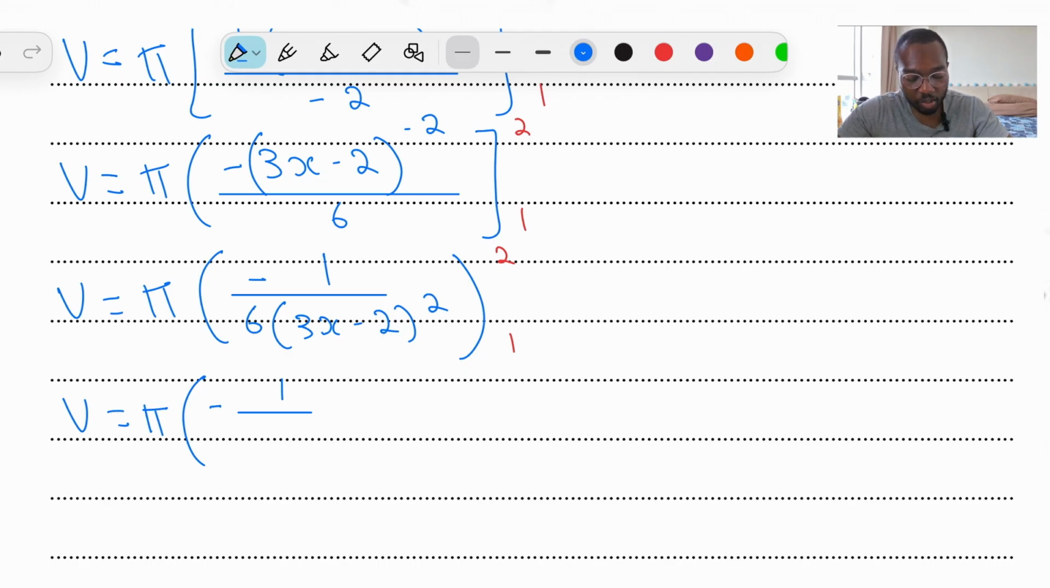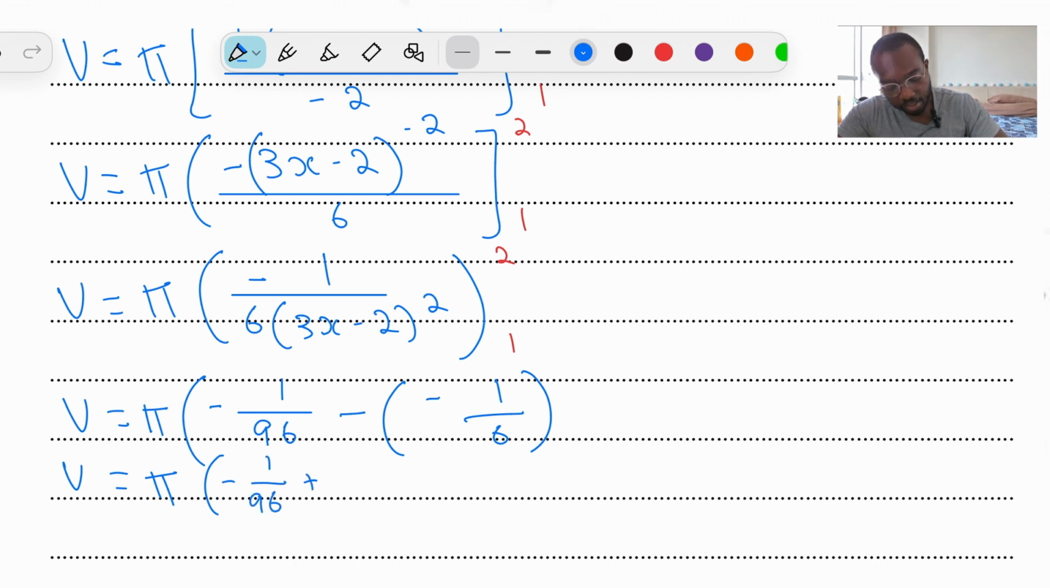So what is 3 times 2 minus 2? That's a 4. So we get 6 times 4 squared. So that's 6 times 16, so we get 1 over 96. That's a minus 1 over 96. Then we'd have another minus, and then let's put 1 in. So we get a minus 1 over 6, and then we get 3 times 1, which is 3, minus 2. That's 1 squared. So 6 times 1 squared is 6 times 1. So we get a minus 1 over 6. Therefore, V is equal to pi of minus 1 over 96 plus 1 over 6.